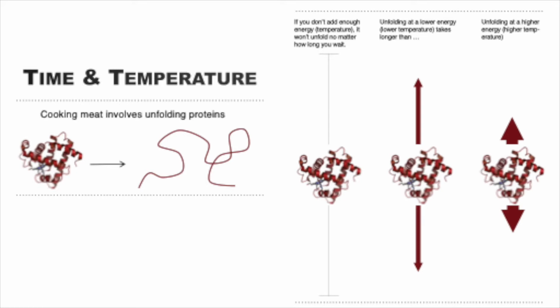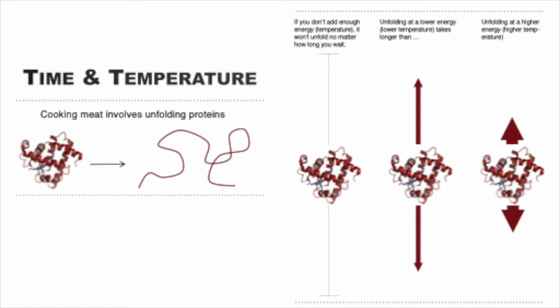On the right hand side are three different scenarios. In the first scenario, we have an example where we don't give the protein enough temperature to unfold. This is a really low temperature, and so no matter how long you hold that protein at that low temperature, it's not going to unfold. But once we give it enough temperature, like I have in the middle there, then the protein will unfold. And the more temperature I give it, the more energy I give it, the faster the protein will unfold.